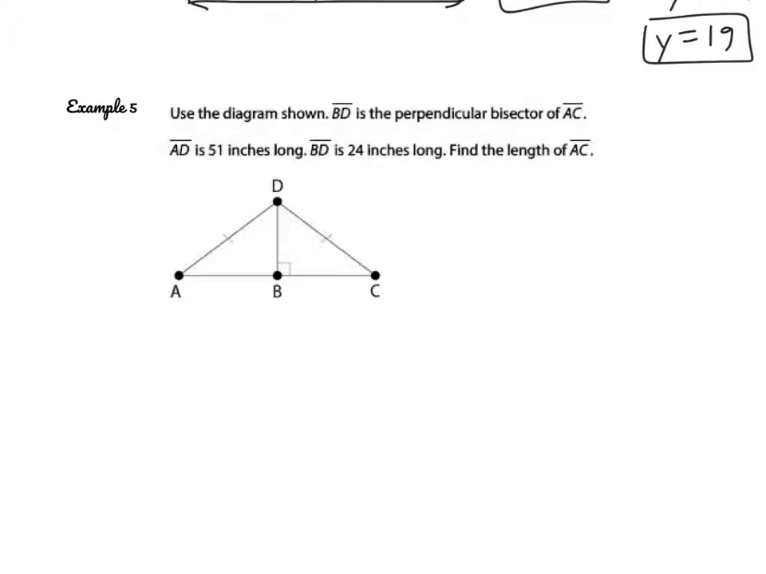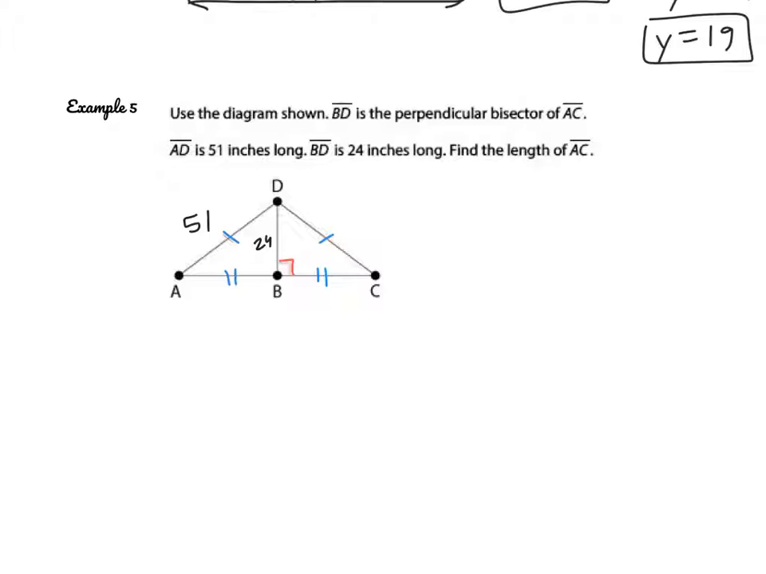This last one says, use the diagram shown. BD is the perpendicular bisector of AC. So not only is it a 90-degree angle, but we know that these are also congruent. And since it's a perpendicular bisector, they've already drawn this in. We know that these are congruent. It says AD is 51 inches. BD is 24 inches. Find the length of AC.